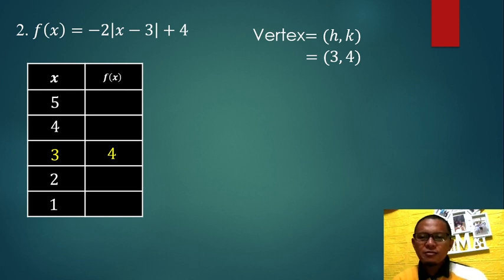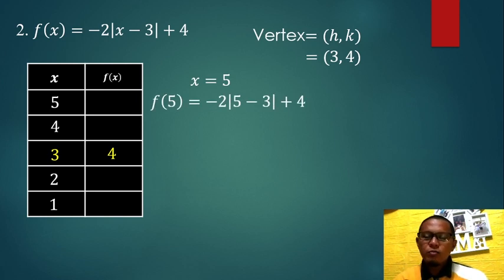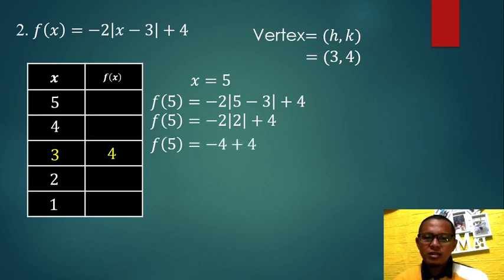Alright, so let's find the pair of 5. If x is 5, what is the value of f of x? So f of 5 is equal to negative 2 times the absolute value of 5 minus 3, plus 4. 5 minus 3 is 2. So negative 2 times the absolute value of 2 plus 4, that is negative 4 plus 4, that is 0. So the pair of 5 is 0.